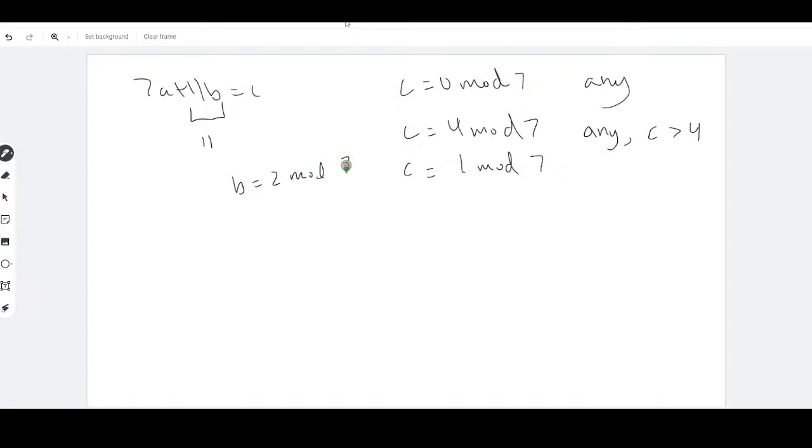So if B is 2 mod 7, then the possible values B can be would be 2, 9, and so on. You can just add 7 to B. But basically B would have to be 2 or greater, right? So then the minimum value of 11B in this case would be 22, right? The minimum of 11B would be 22.